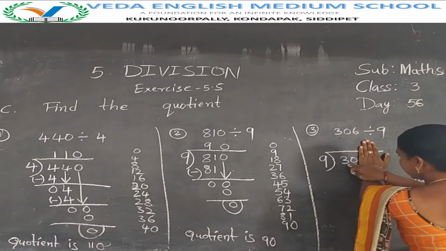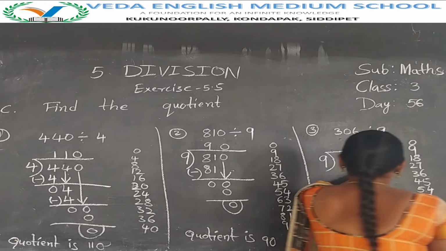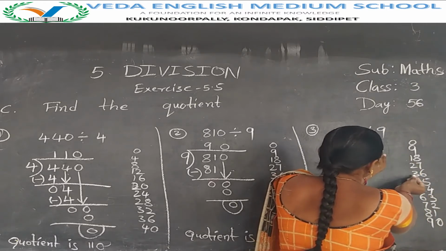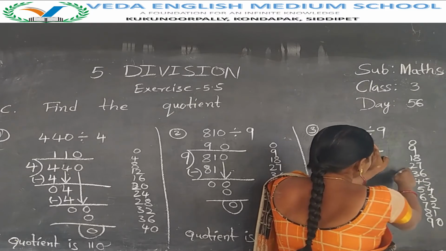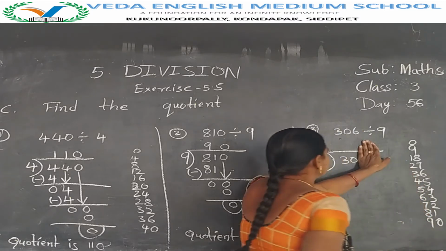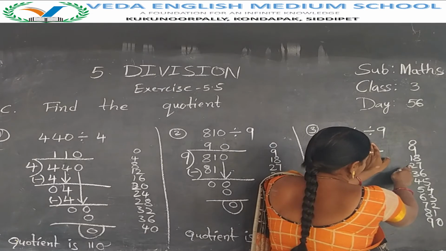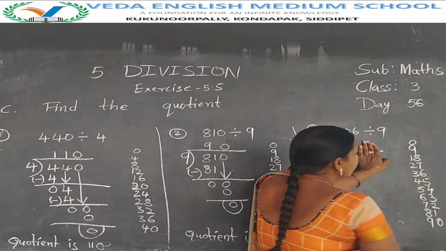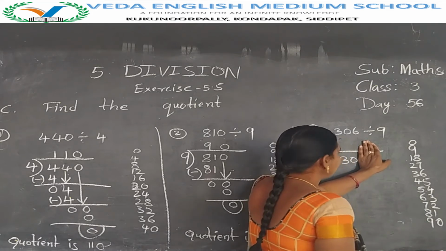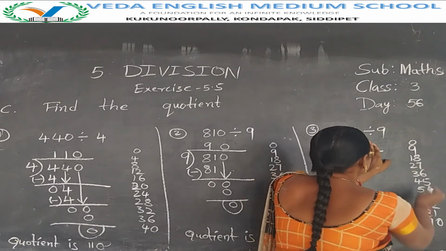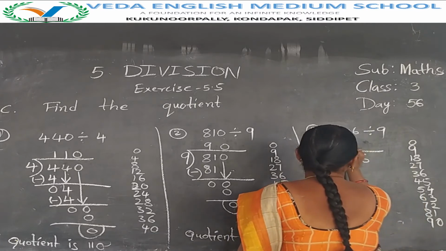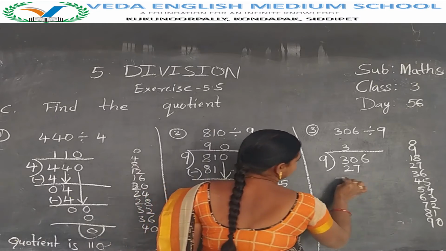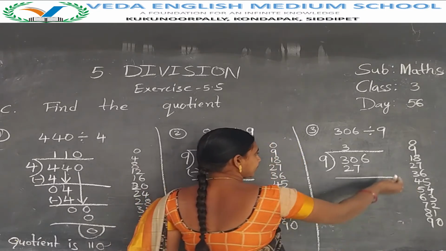See Nana, now take 2 digits. That is the first 2 digits, here 30. Find the nearest to 30 in this table. 9 2s are 18, 9 3s are 27, 9 4s are 36. 30 is greater than 27 and less than 36. So now take the lower number, that is the 27. 9 3s are 27. 3 times 9 is the 27. So now do the subtraction.